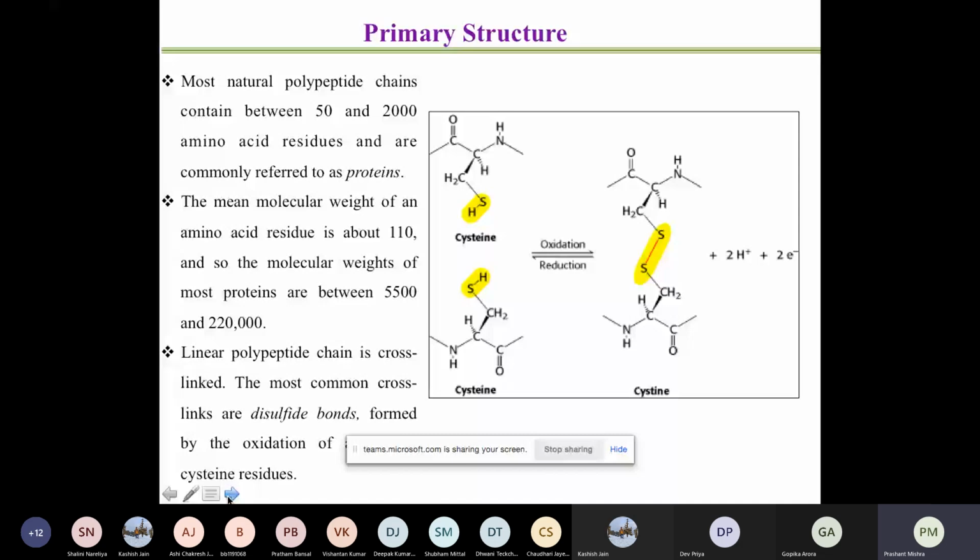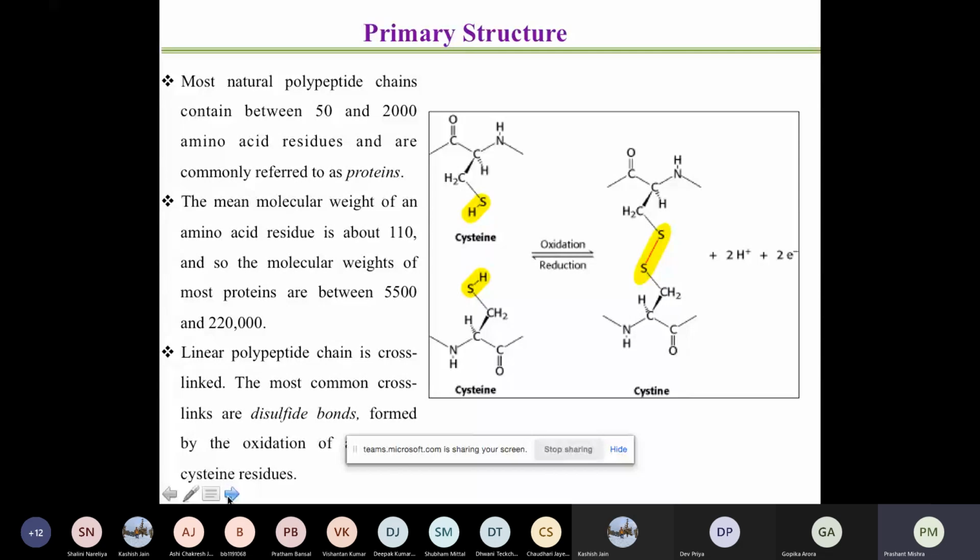Now, coming to the primary structure, you have learned that the amino acids are linked together by peptide bonds, and that's why they are referred to as the primary structure. Another very important thing in the primary structure is the other type of covalent bond present in a peptide chain. So what could be the other type of covalent bond present in the peptide chain?